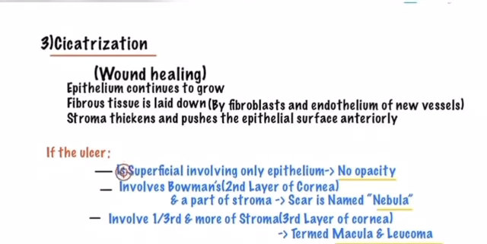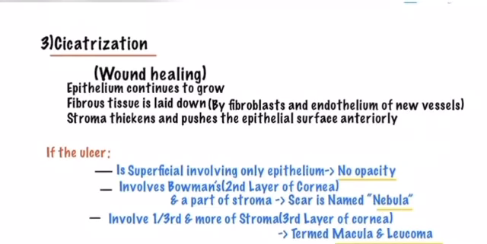If the ulcer is very superficial, involving only the first layer, which is the epithelium, there is no opacity, there is no complication, there is no scar formation, because the epithelium regenerates on its own. While if it involves Bowman, that is the second layer of cornea, and if it involves a part of the stroma, which is the third layer, there is a scar formation. That is, a scar will be formed as a result of healing. So healing is by scar formation if it is involving the other layers. So that scar is named as nebula.